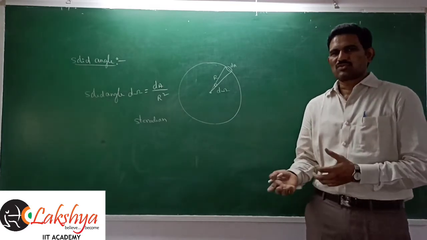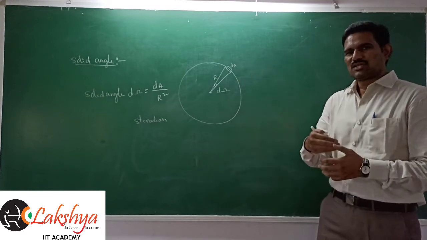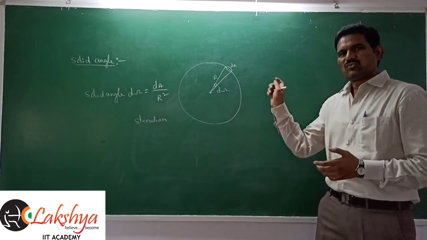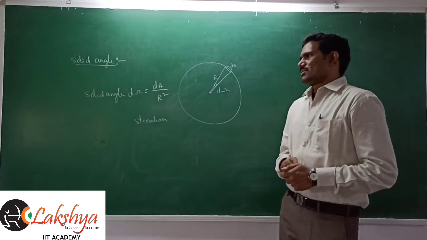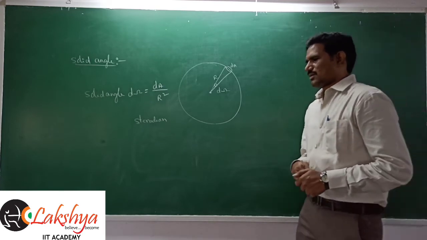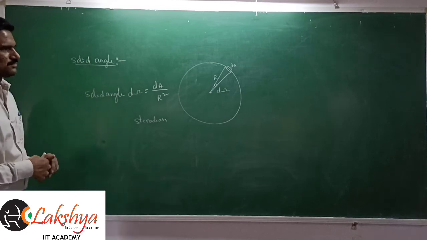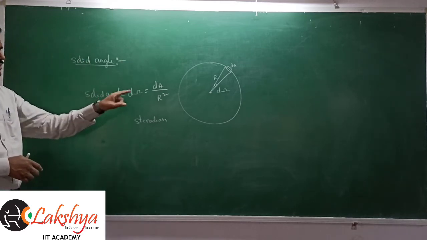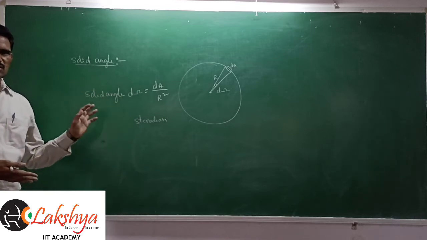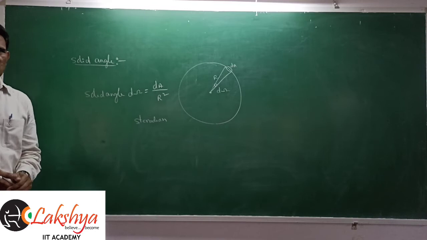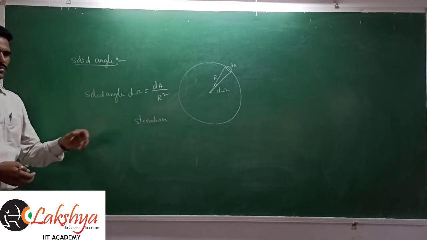Clearly, radius here means it is not the radius of the element. It is the radius of the sphere of which this element is a part. So that radius we are taking there. So d omega is equal to dA by r square, and its unit will be steradian. It's a dimensionless quantity. You know the plane angle and solid angle are dimensionless quantities, and the SI unit will be steradian.